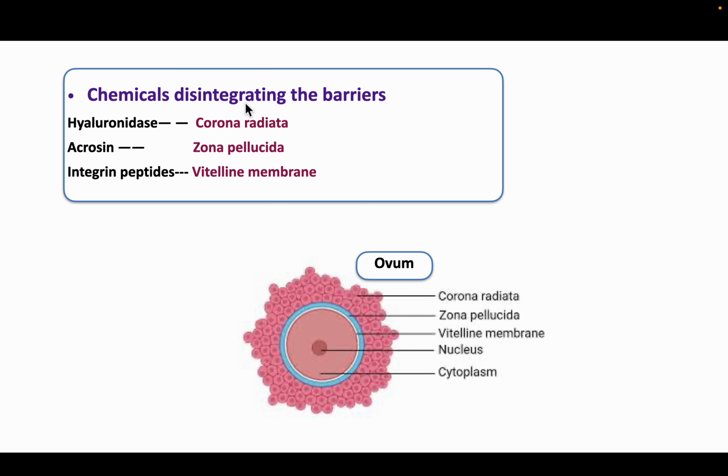Now, the chemicals which are disintegrating the barriers, or helping in crossing the barriers, are these: hyaluronidase helps the sperm to cross the corona radiata. Then acrosin helps to penetrate the zona pellucida. Integrin peptides help in penetrating the vitelline membrane.